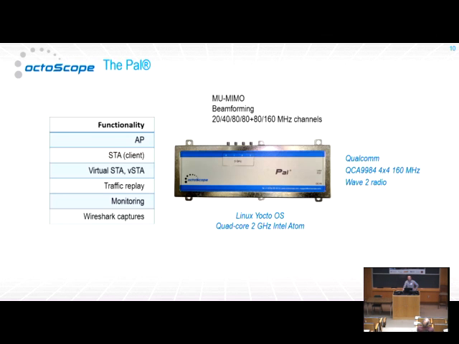So our current generation of PAL is 4x4 capable. It's a Wave 2 device, if you're familiar with that term from 11AC. Also can transmit up to 160 megahertz wide channels. So our future versions of the PAL are going to be implementing Wi-Fi 11AX as well. So our next version is going to be an 8-stream device, and also include a Bluetooth radio.